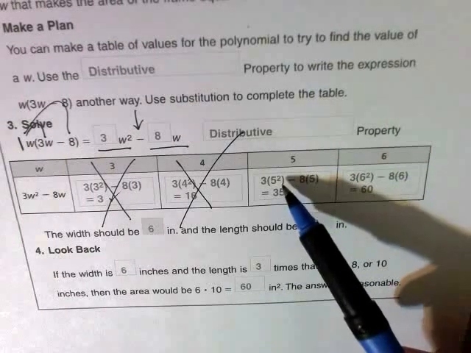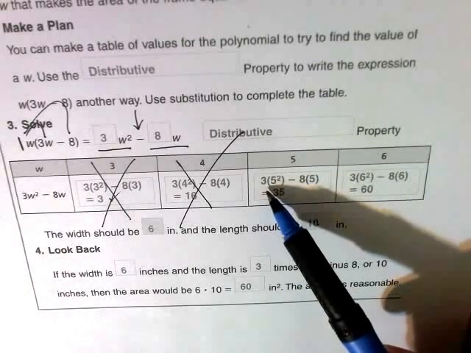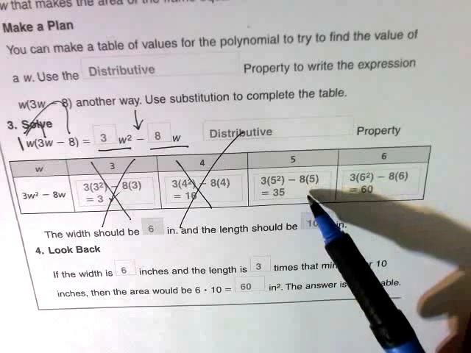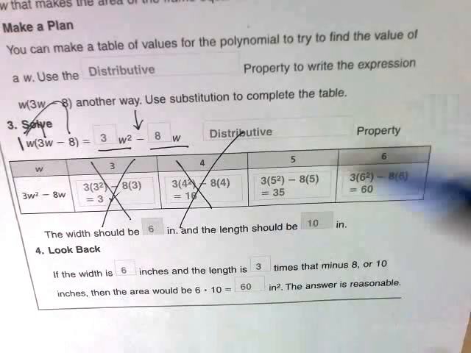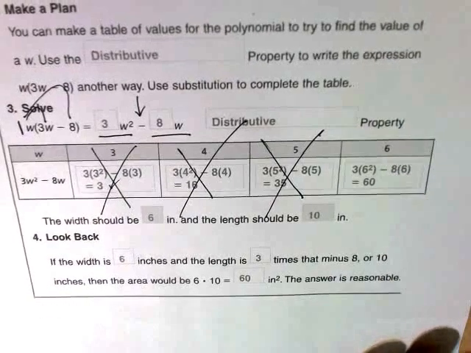5 squared is 25, times 3 is 75, and if I subtract 40, which is 8 times 5, I get 35. Well, that again is not 60, so that one doesn't work either.